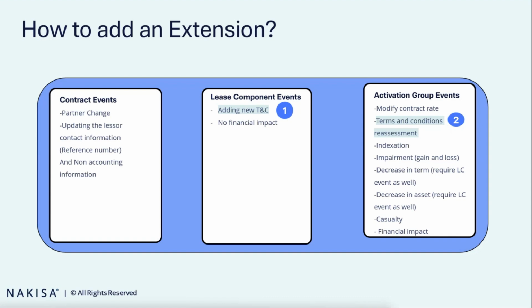For running an extension, we have two options. Either we will reassess a term that's already entered at the inception level when the contract was created, or if an extension needs to be added at a later date, we will come at the lease component level. We will add the new term and condition based on the contract extension, and then we'll run a second event at the activation group level where we'll select the option, the reason to run the event, as terms and condition reassessment.